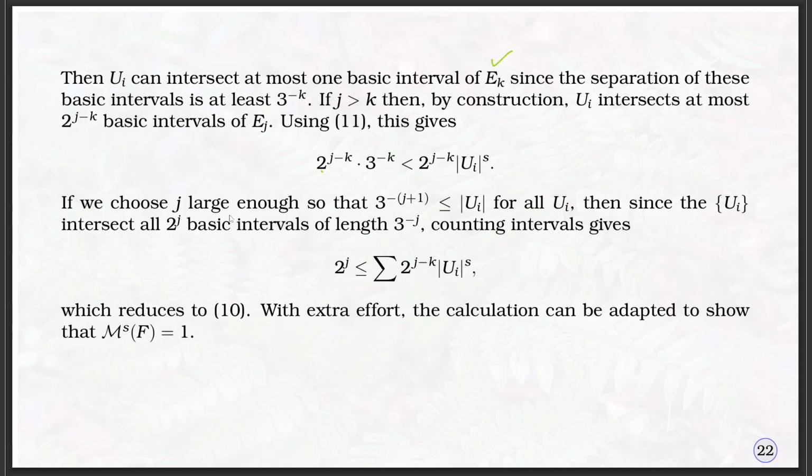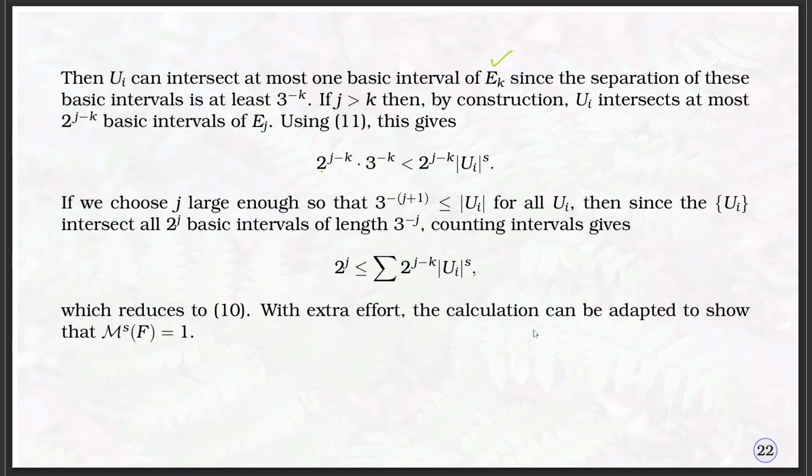If you choose j large enough so that 1/3^(j+1) is less than or equal to the diameter of Ui for all i, then since the Ui intersects at most the 2^j basic intervals of length 1/3^j, counting the intervals gives that 2^j is less than or equal to the sum of 2^(j-k) times the diameter of Ui to the power s, which reduces to equation 10.